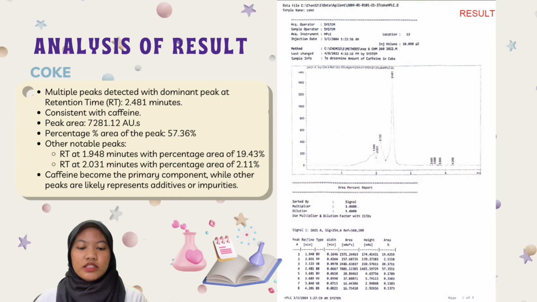Other peaks, such as those at 1.948 minutes with 19.43% of the area and 2.031 minutes with 2.11% of the area, represent additional compounds, likely additives or other ingredients unique to the formulation of Coke.